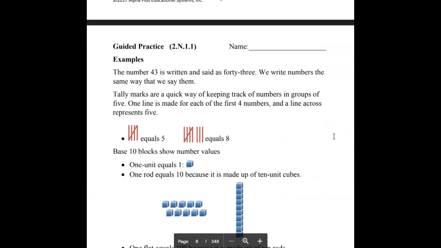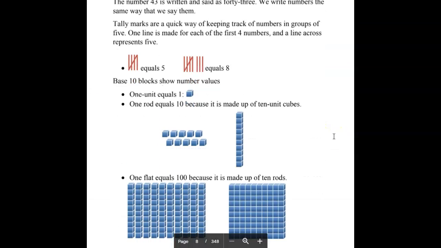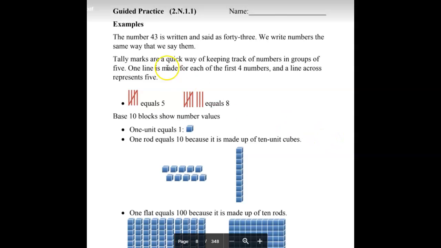So here are some examples of some of those things we talked about. The number 43, you write it just like you say it. But you see this little dash in the middle? 40, that little line, 3, that's called a hyphen. So we write those 40 hyphen 3. We write numbers just the way that you say them. You don't say 40 and 3. Here in the United States, we just say 43.